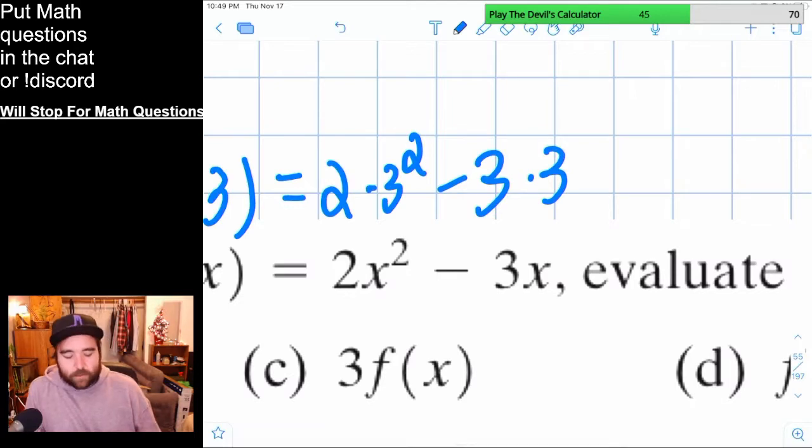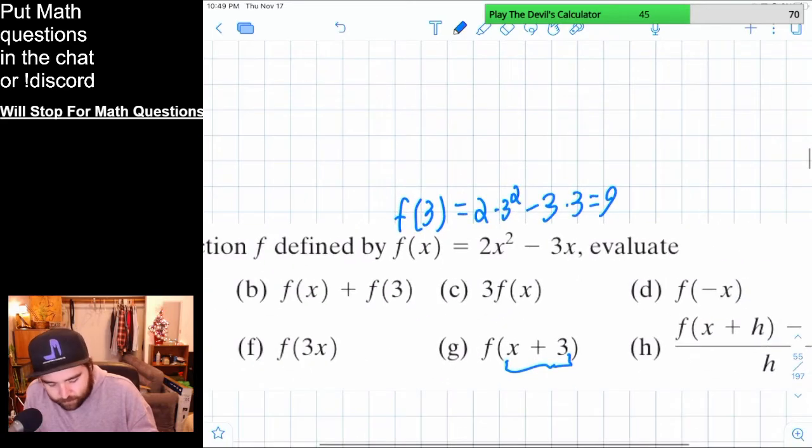So what is this? 2 times 3 squared minus 1 times 3 squared. So this is just 1 times 3 squared. So that's just 9.